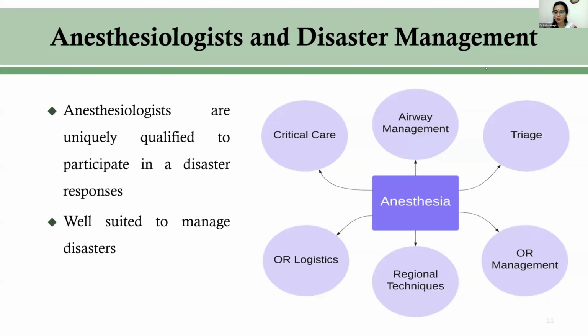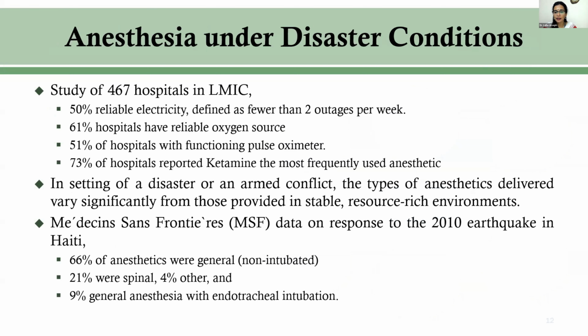And with regards to OR logistics and OR management, there are several studies available on the role of anesthesiologists for disaster management when it particularly comes to external disasters. Now let's look at this particular interesting study of 467 hospitals from low and middle income countries. Look at the situation where this study talks about only 50% of the hospitals having reliable electricity, and when we talk about reliable electricity, at least 2 power outages per week. 61 hospitals with oxygen source, reliable, uninterrupted. 51% of hospitals with functioning pulse oximeters, and 73 reported ketamine as the most frequently used anesthetic. So these are low and middle income situations, and the anesthetists who are there can manage any situation, because that's the level of working environment that is available in most small, medium setup, not just in our country, but in the entire low and middle income countries.